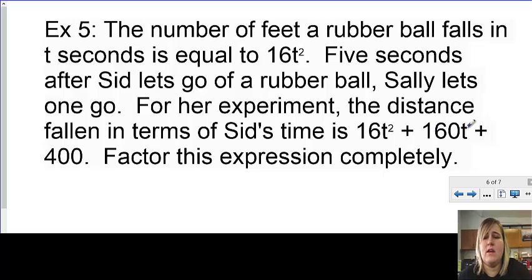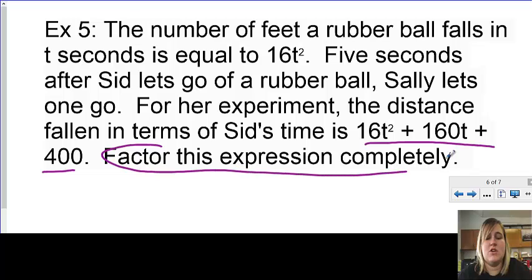The number of feet a rubber ball falls in t seconds is equal to 16t squared. 5 seconds after Sid lets go of a rubber ball, Sally lets one go. For her experiment, the distance fallen in terms of Sid's time is 16t squared plus 160t plus 400. Factor this expression completely. Guess what I want you to do on your own paper? I want you to give that your best shot. I really think that you can do it.